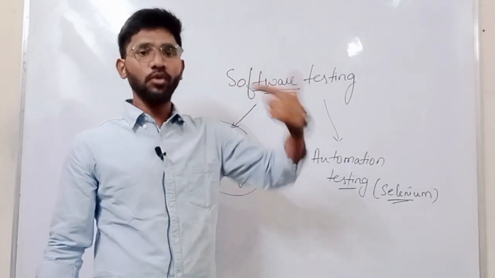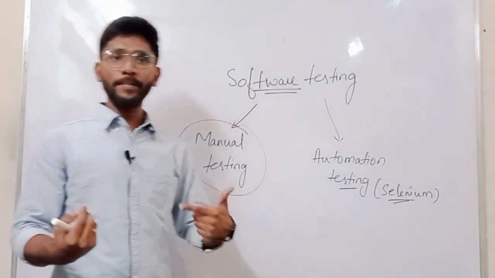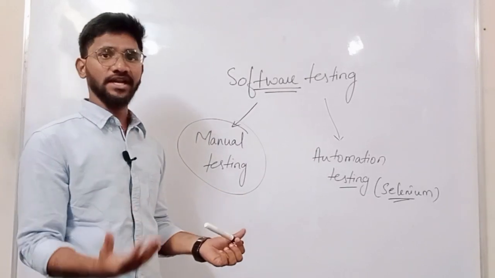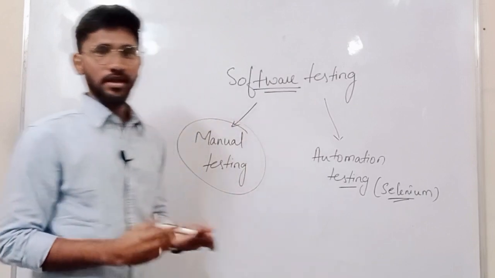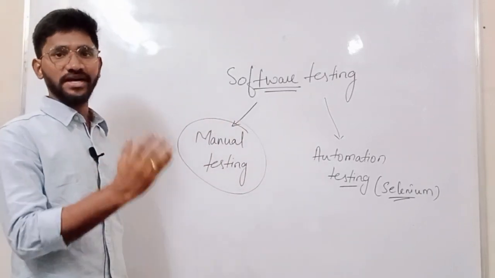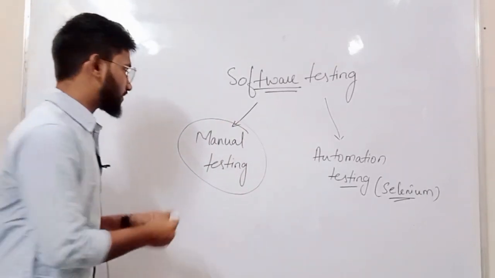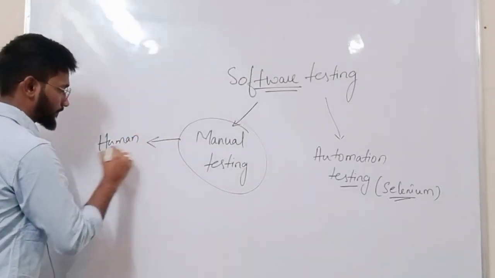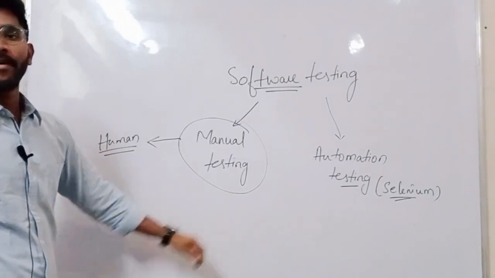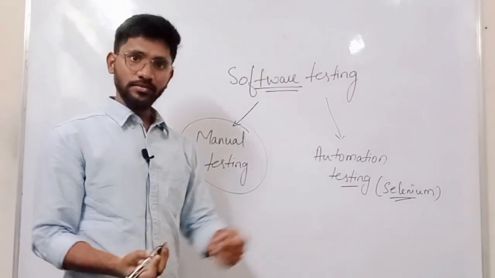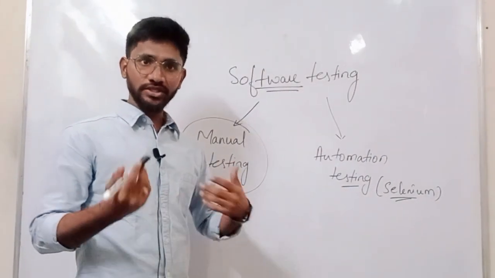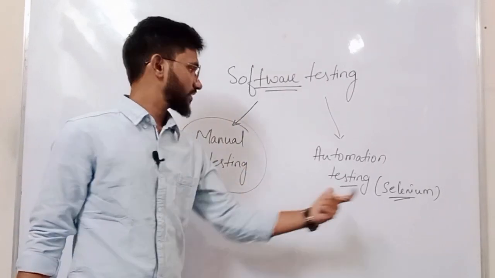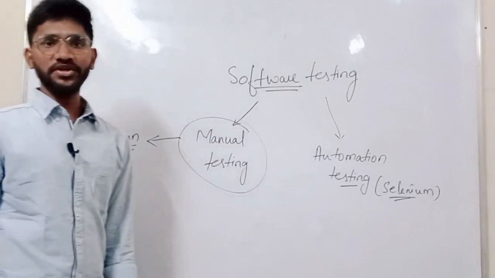Or take another example, operating a TV. Previously, to change the channel, we went to the back of the TV and pressed the buttons. That is manual, meaning it needs only human interaction. That is manual testing. For changing channels now, we use the TV remote. The TV remote is a tool, and that is automation testing.